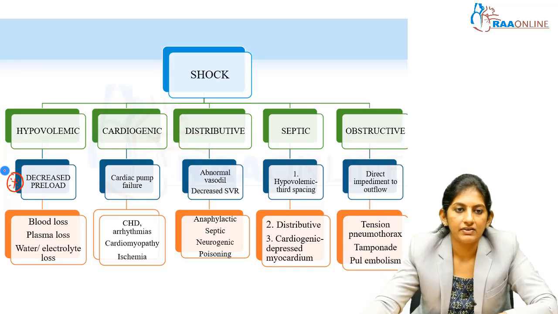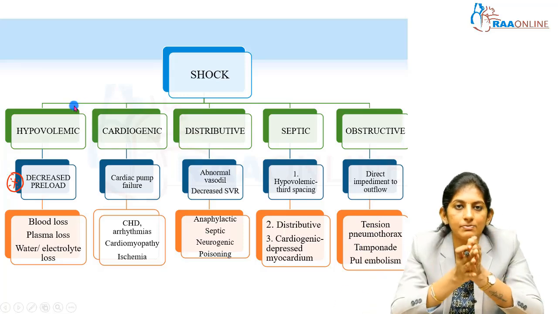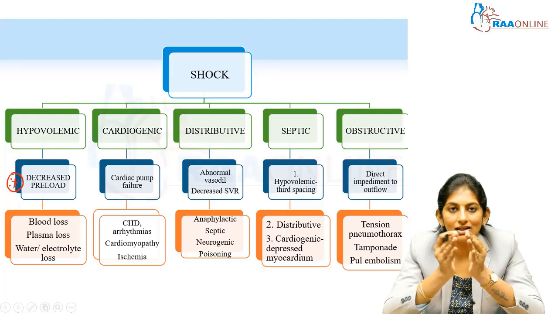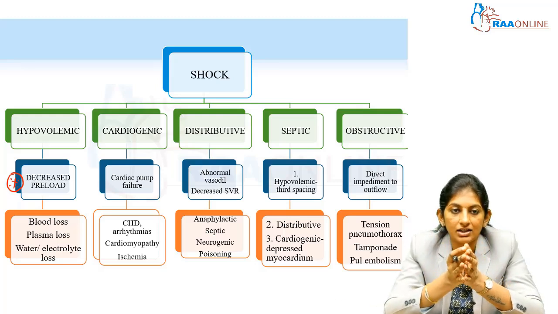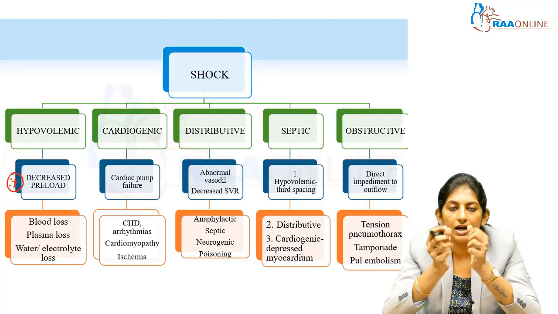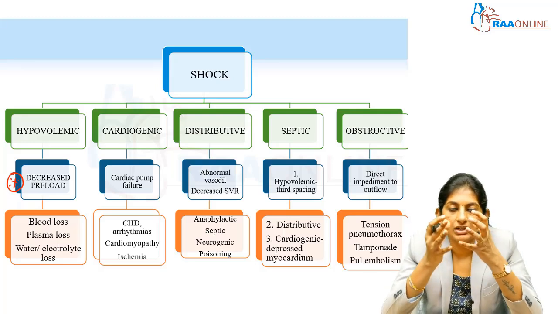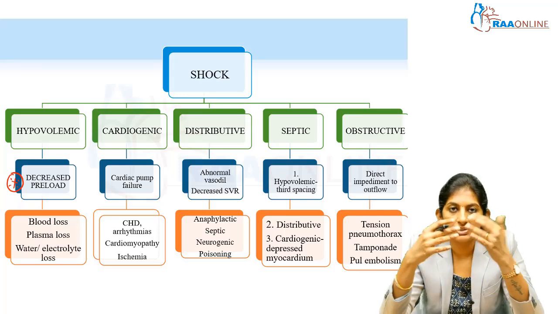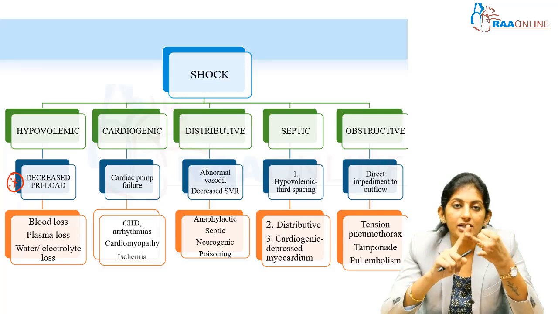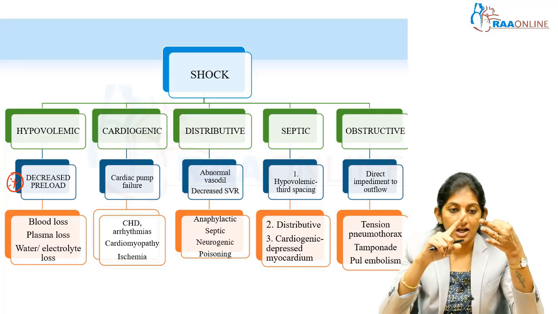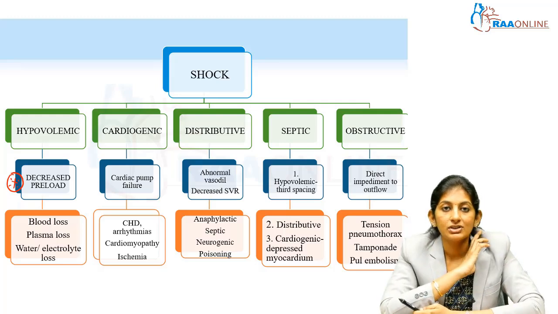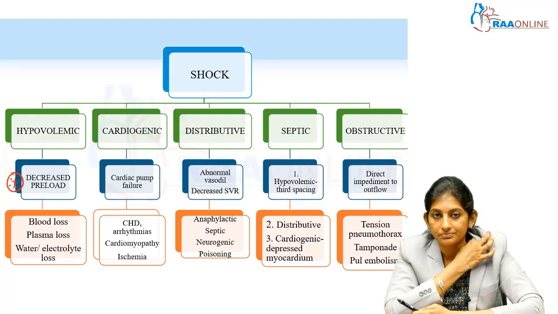The next type of shock is cardiogenic shock. As the name suggests, cardiogenic shock means the pathology is in the heart. Cardiac contractility is the problem here. The heart is not able to pump, so there is a cardiac pump failure. This can happen after a myocarditis, in cases of congenital heart disease, in cardiomyopathies, or after a cardiac arrest, etc. So, this is cardiogenic shock.